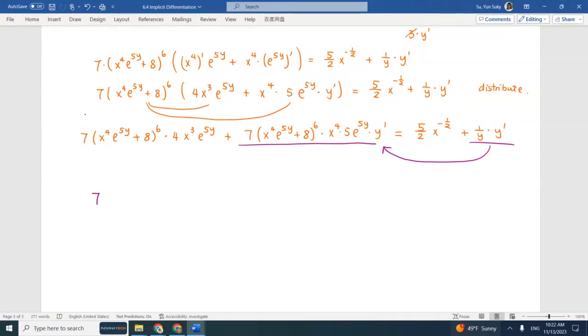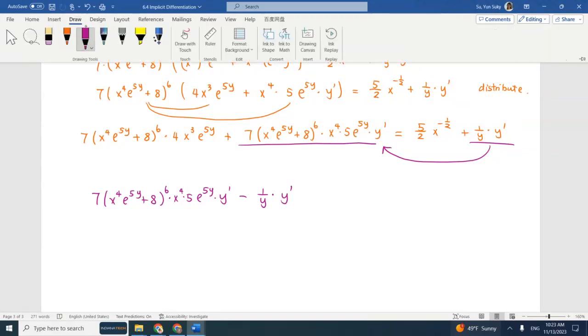You get 7x to the 4 e to the 5y plus 8 to the 6 x to the 4 5e to the 5y times y prime. And then what? You move to the left. So what happened? Yeah, it becomes subtract. Subtract 1 over y times y prime.